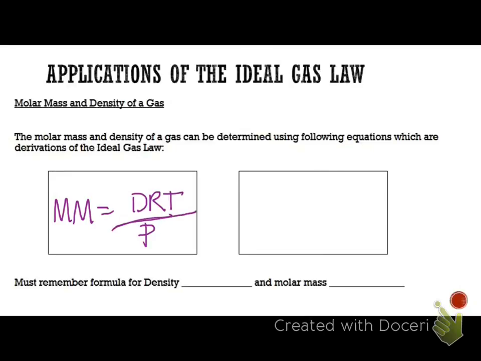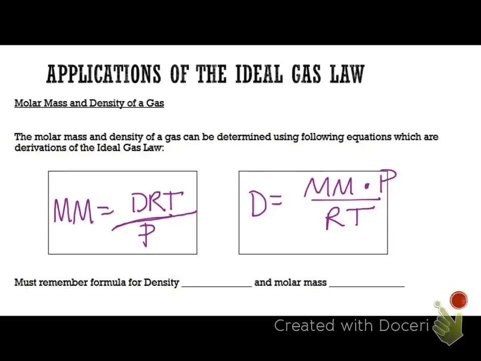I didn't make it up. I'm just telling you, it helps kids remember it. I say use the dirt over pee equation. Then you can rearrange that to solve for density and say that density is equal to the molar mass times pressure over RT. There's not one made up for that, so feel free to try one of your own.